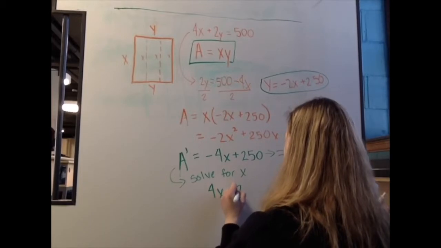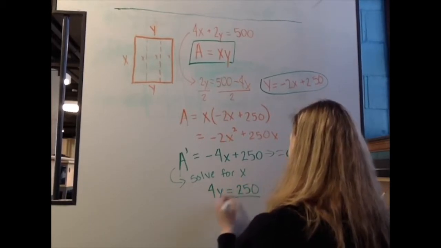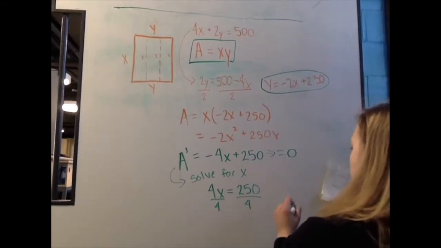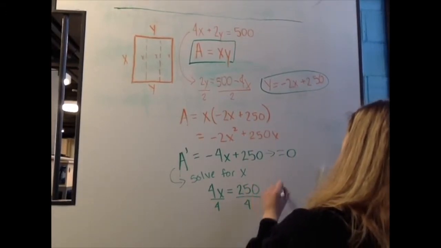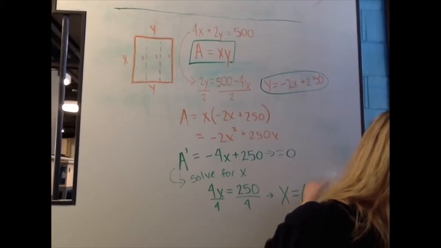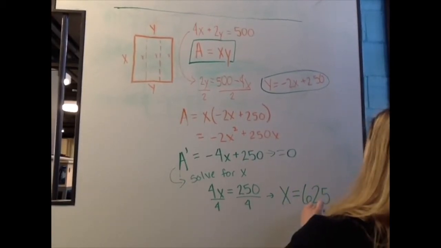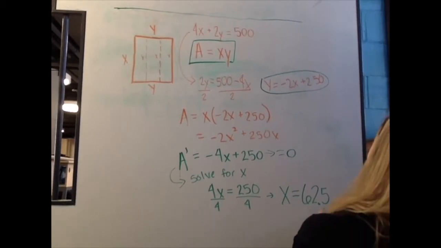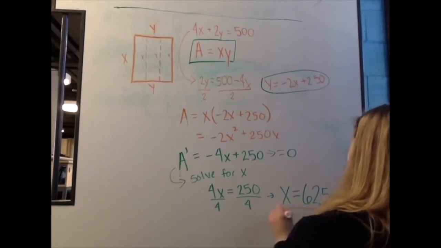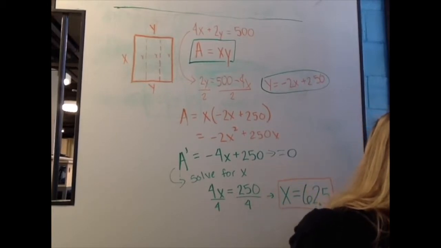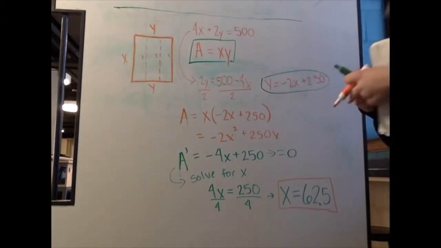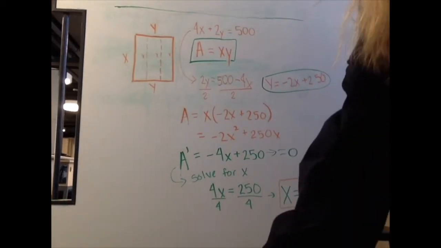And by doing that, you can find that x equals 62.5. And then when you substitute that back into the first equation, 4x plus 2y equals 500, y equals 125 is the value that makes the area the largest.